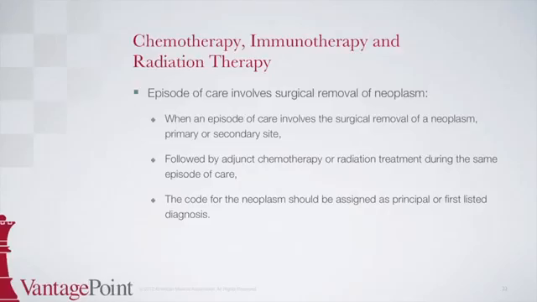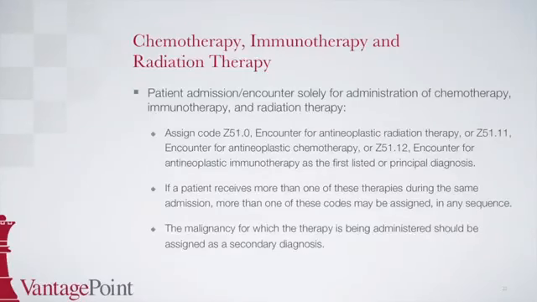For the next 4 slides, we're going to talk about chemo, immunotherapy, and radiation. When the episode of care involves surgery to remove the neoplasm, and anti-neoplastic therapy is also performed, the code for the neoplasm should be coded first, followed by the therapy code. Just to reiterate from a previous slide, when the encounter is only for anti-neoplastic therapy, the appropriate therapy code from category Z51 is sequenced first, followed by the malignancy.